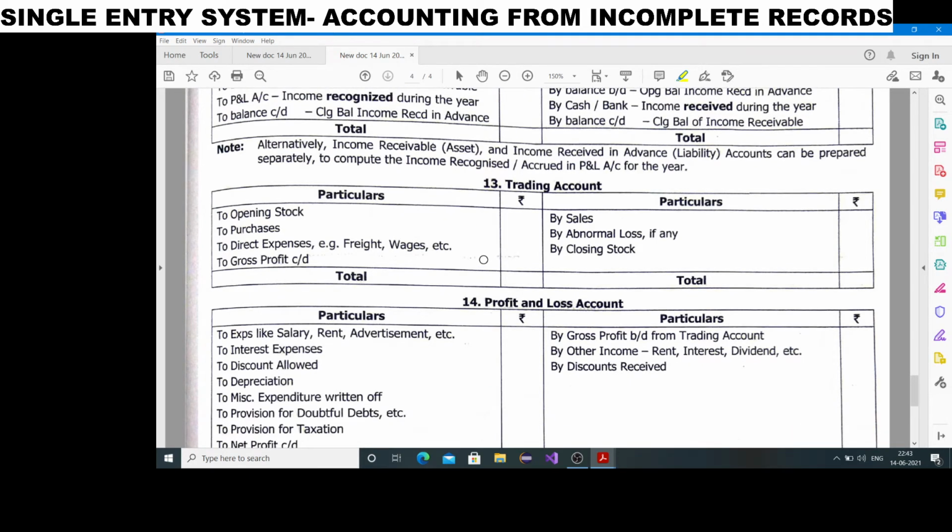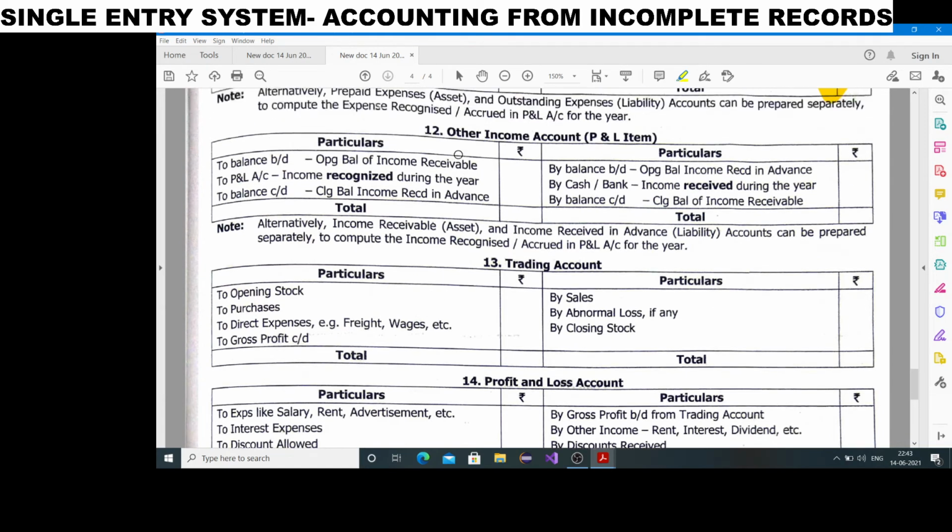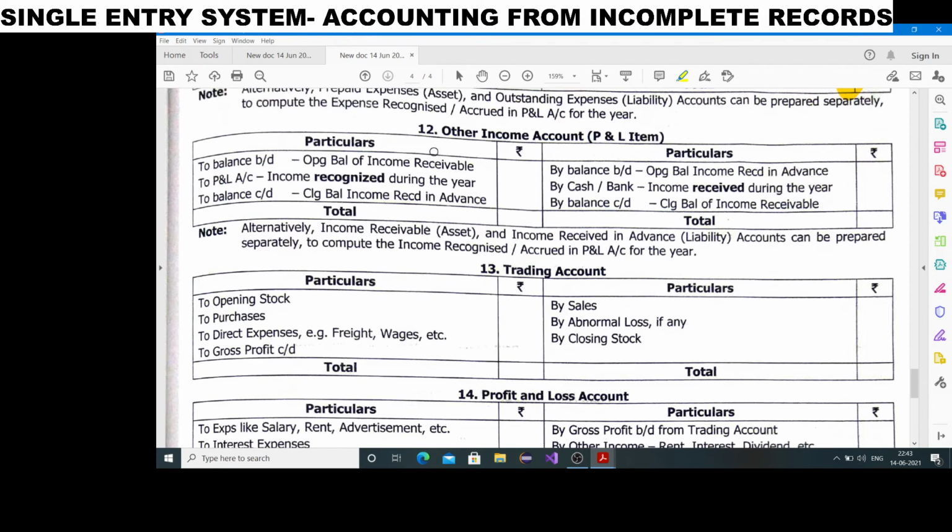Anything which I need to explain to you? Here comes the trading account. I'll explain again this other income P&L item. This is the opening balance of income receivable. This is the opening balance of income received in advance. Received in advance is our income. Receivable is also our income, but we haven't received it till now.